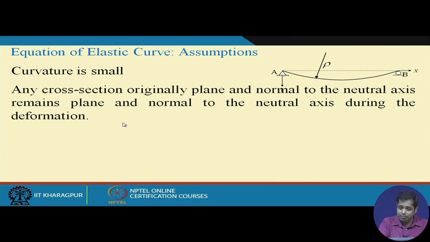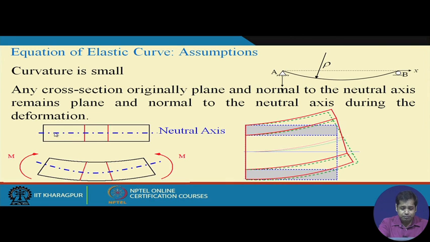The third assumption is very important. What it says, please note, is that any cross section originally plane and normal to the neutral axis remains plane and normal to the neutral axis during the deformation. Let us see what it exactly means. Suppose this is a beam in undeformed configuration, and if we apply some load, say some moment, it goes to a deformed configuration like this.